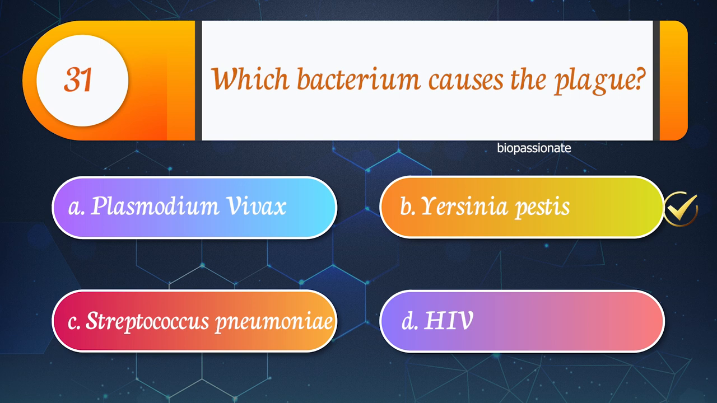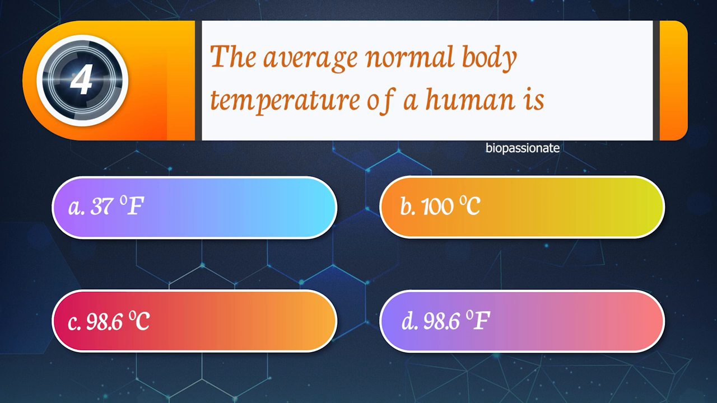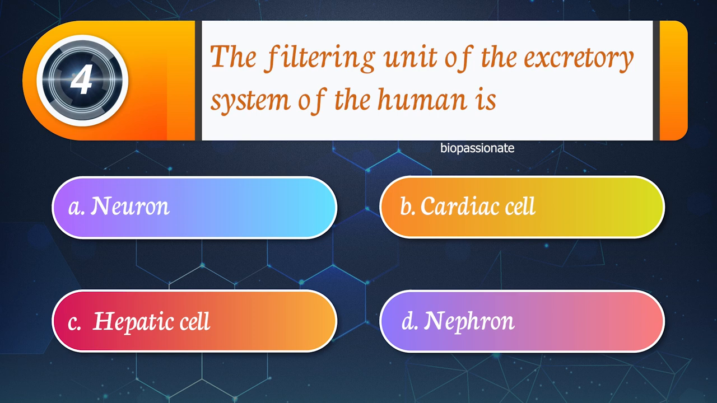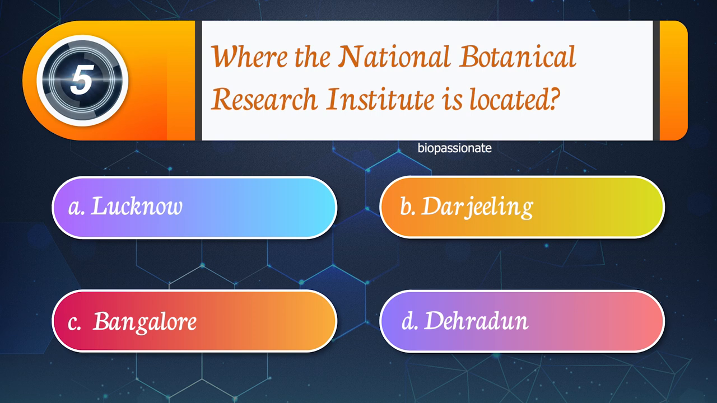The average normal body temperature of a human is 98.6 degrees Fahrenheit. Who discovered the first human blood group? Karl Landsteiner. The filtering unit of the excretory system of the human is nephron. Where is the National Botanical Research Institute located? Lucknow.